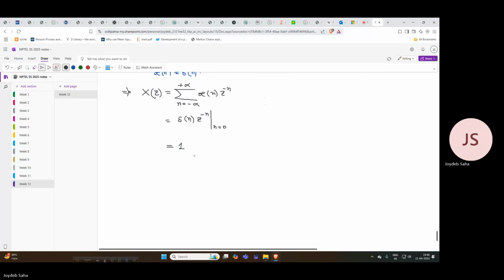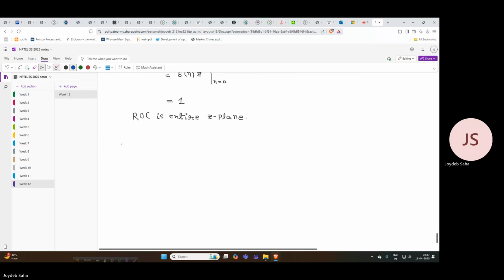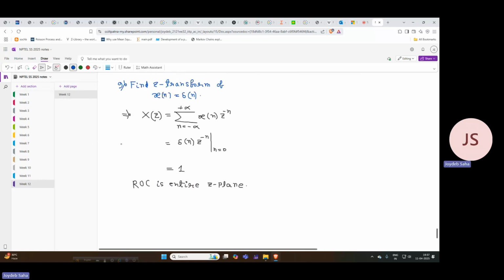Okay, and what is ROC? ROC is entire z plane. So have a look on the solution. Take 1-2 minutes.